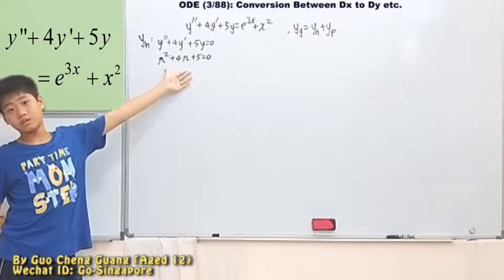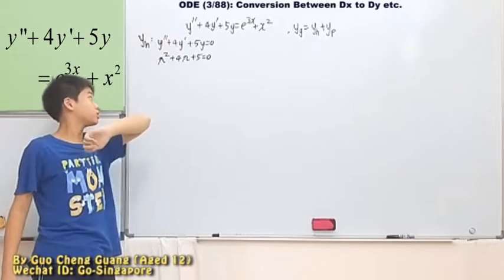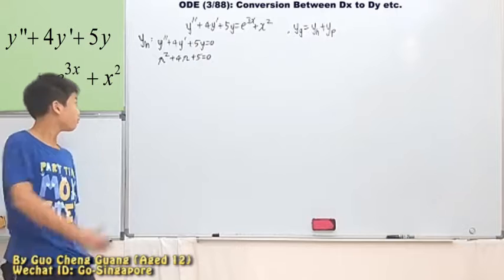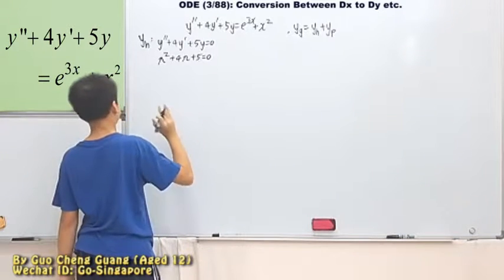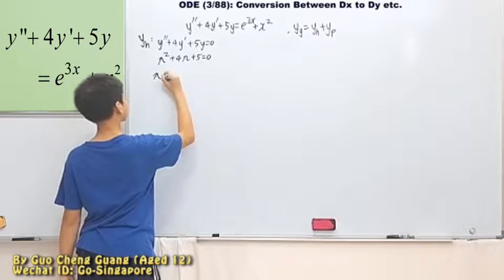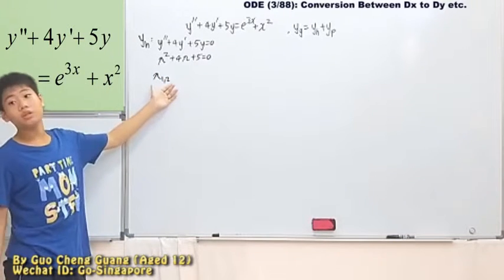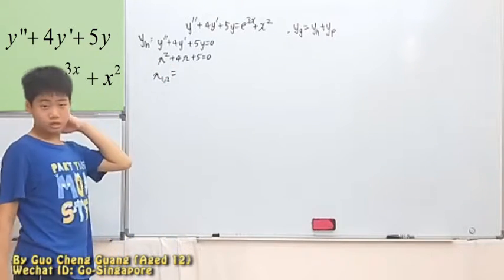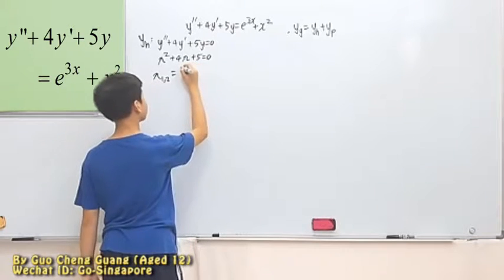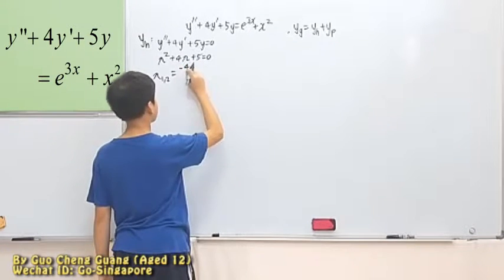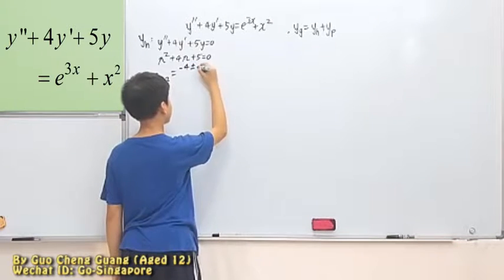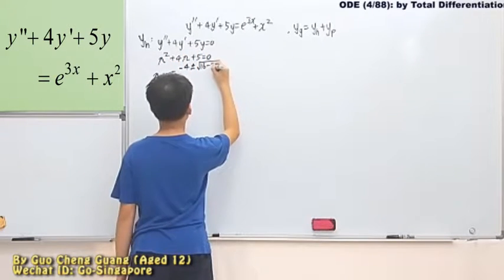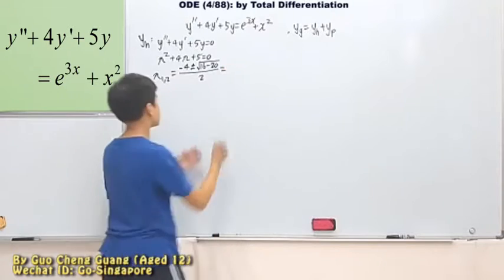You get something like this. But next question, can you use the factor theorem straight away? Can you use cross multiplication? No. So for this one, you'll try out the quadratic formula. For the quadratic equation, you have two roots, as this is lambda squared. So this is negative 4, plus minus the square root of 16 minus 20, then divided by 2.